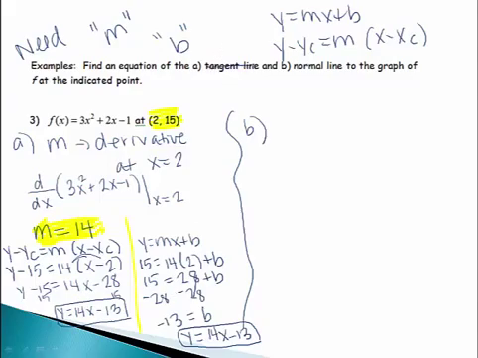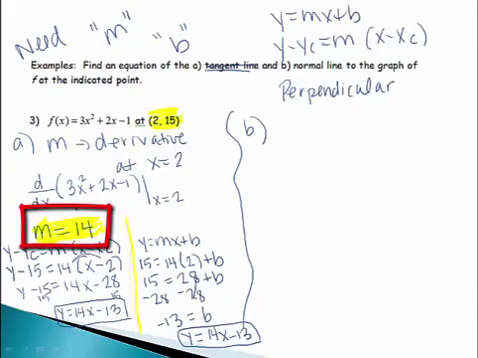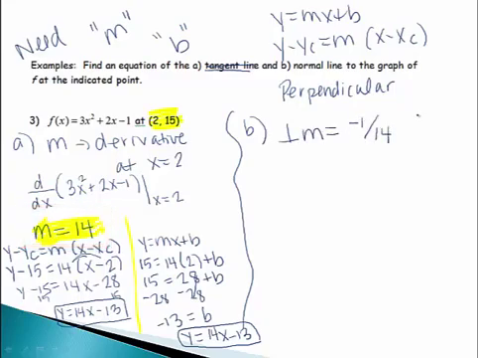All right, so we've done that. Now let's move on to part B, normal lines. We talked about what this meant. A normal line means it's perpendicular. We've already done all that work and we figured out that this tangent line would be m equals 14, which means slope is 14. So then we need the perpendicular slope. So our slope is going to be negative 1/14.